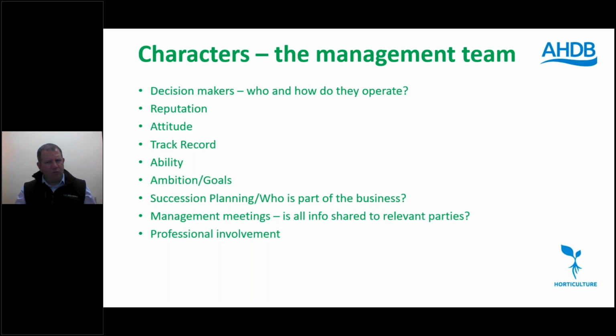So let's delve a bit deeper into this management team idea and the characters in the business. So put yourselves in the bank manager's shoes. What would you want to know about a business you were going to deal with? Critically, who are the decision makers? What do they do in the business? Who are they? What sort of things do they do? And also, what is their reputation?